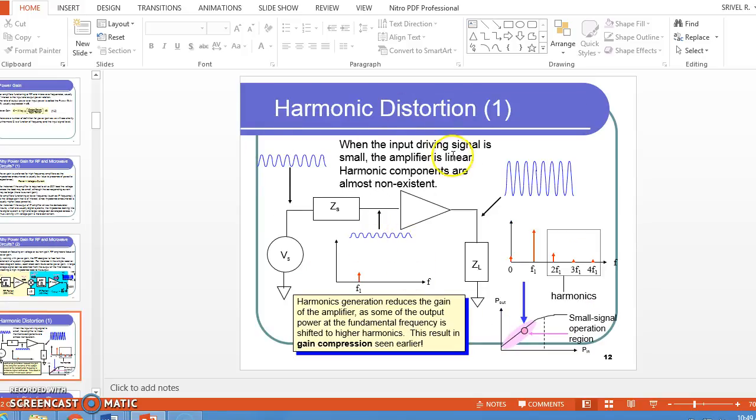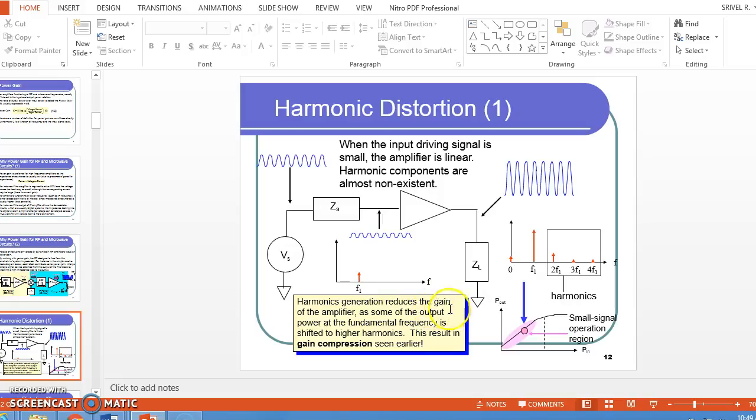Next, harmonic distortion. When the input driving signal is small, the amplifier is linear. So here it is a small signal, so the output will be linear. Harmonic components are almost non-existent here.